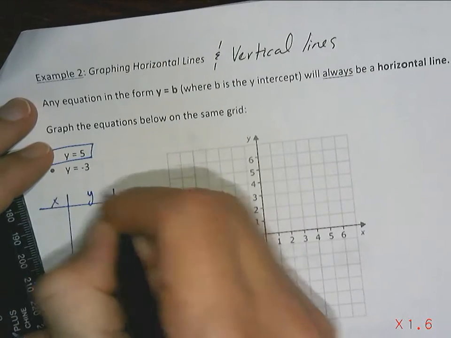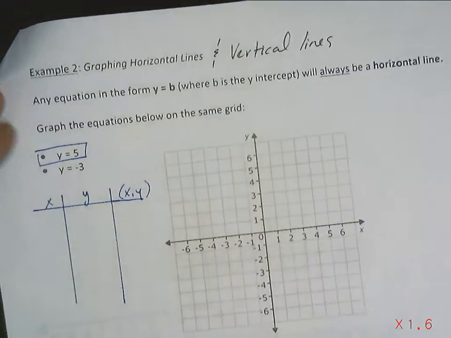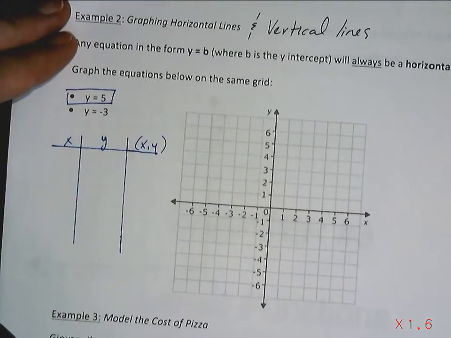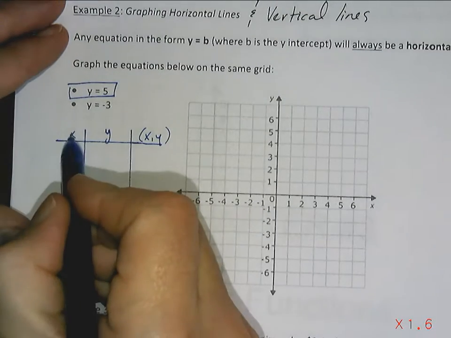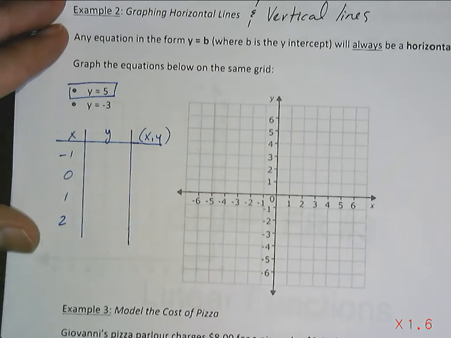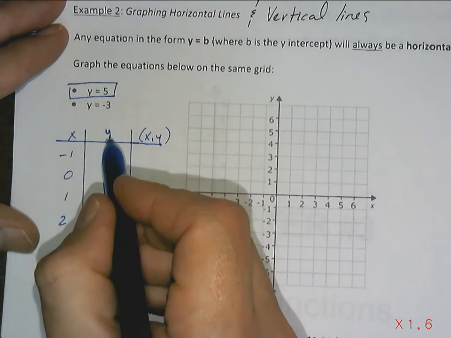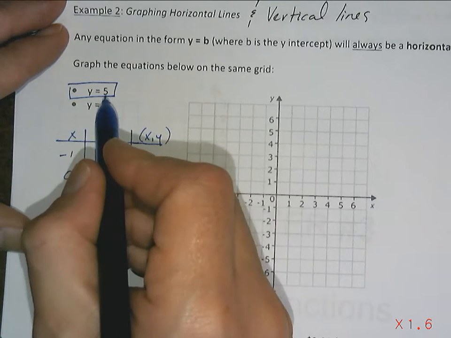and I don't know what your grade 9 teachers do, but I like to do this. I want you to see what this table of values looks like. So we're going to pick some values of x, so maybe -1, 0, 1, and 2, and maybe we do the values of y. But this says that all y's equal 5. That's what that equation says.